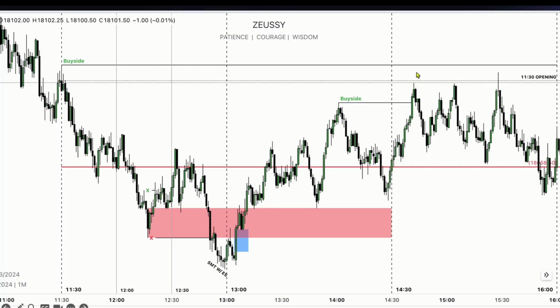Now notice that it stops right before the 11:30 opening, and it forms relatively equal highs right here during that final 90-minute cycle of the PM session. Around the end of the day, the market takes out that engineered buy side liquidity and trades into the opening price of 11:30. Notice that the market never trades above the 11:30 high.